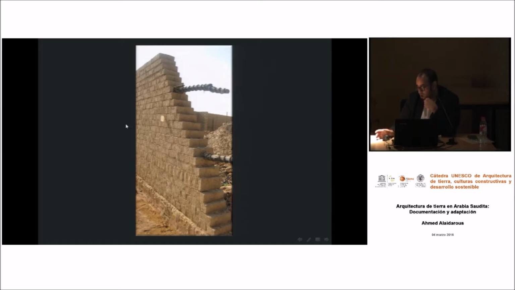The first step, as I mentioned, is the compressed earth block. And as you can see, they use a timber stick like this, from the tamarisk plant, covered with bitumen, and use it within the wall during construction, to help with the tensile strength.